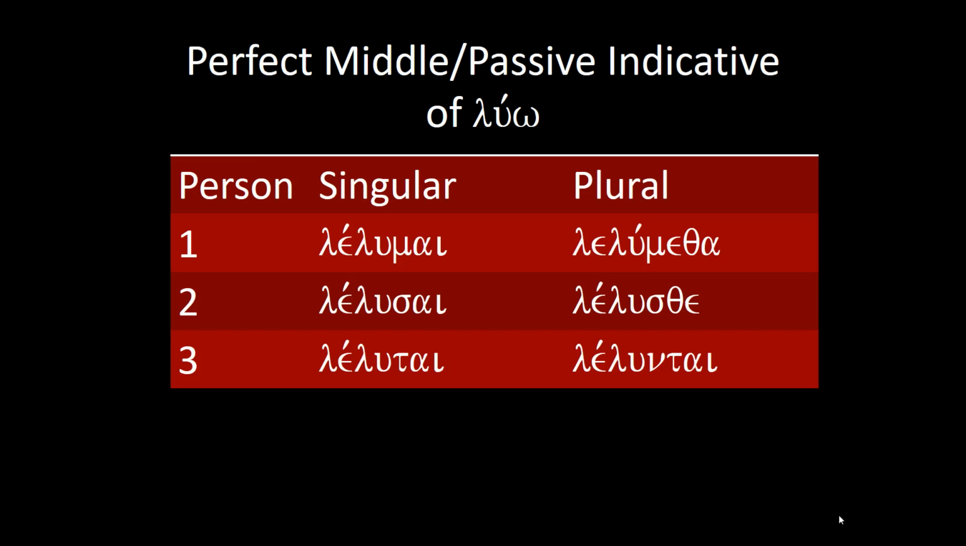Lelumai, lelusai, lelutai. Lelumetha, lelusthe, lelūntai. Reduplication on front. Then we've got these number 3 endings, the primary middle or passive endings. So notice this says perfect middle/passive. That means it's a shared form. It could be middle, could be passive.